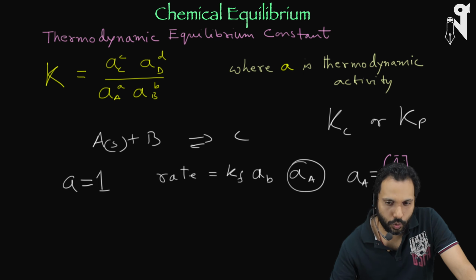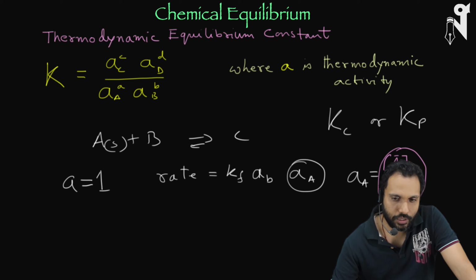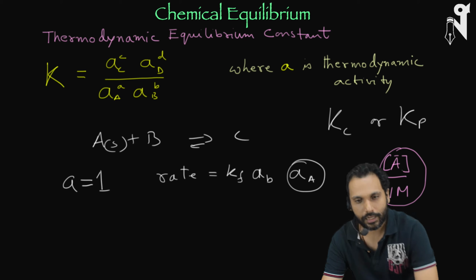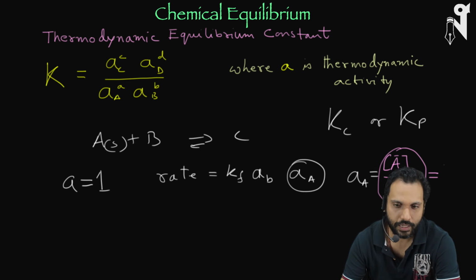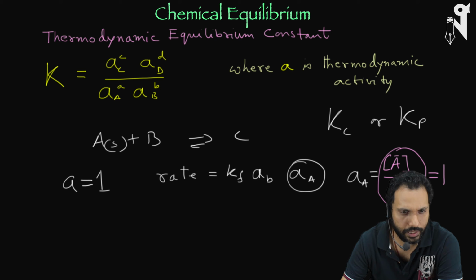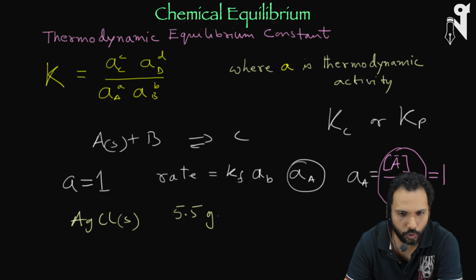Now, does this have any sense? If I go by this formula, it doesn't have any sense. I'll tell you why. This is total nonsense, because concentration means moles per liter. If I have a solid, say the solid is AgCl, what is the density of AgCl? The density of AgCl is roughly 5.5 grams per centimeter cube.